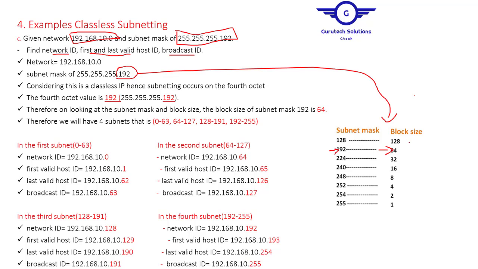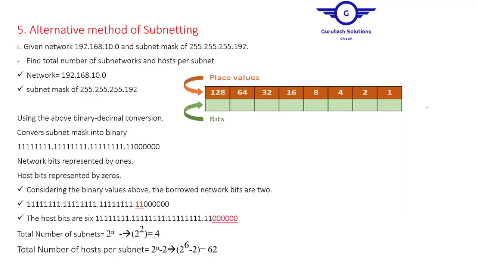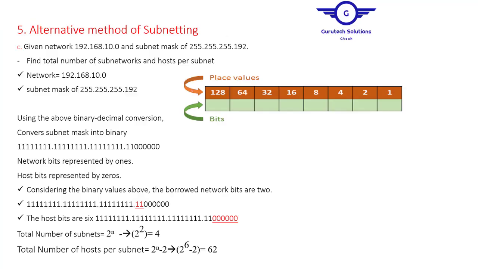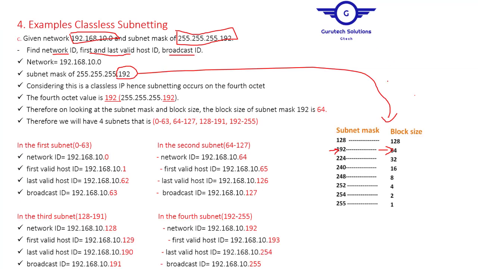And we know that a complete octet has 8 bits. We identify that each octet has 8 bits, and the 8 bits, when you turn them into decimal, it becomes 255.